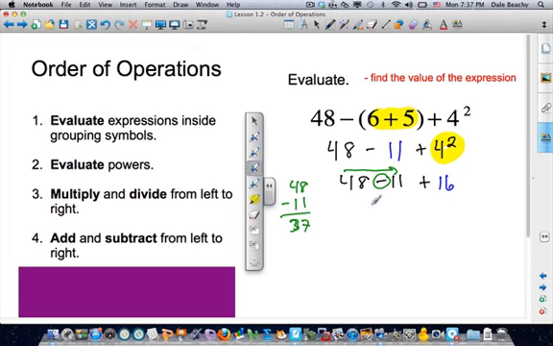That value gets written in underneath the expression that yielded 37. I'll bring down the rest of the expression, 16. Now I need to combine 37 and 16. Once again, I need to work off to the side. I go ahead and set that problem up. 7 and 6 is 13. We group the tens. We get a sum of 53. So the indicated value of the original expression is 53.